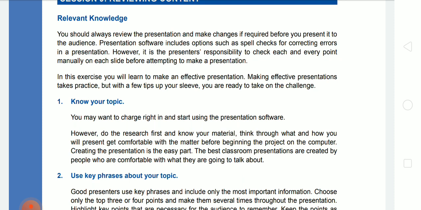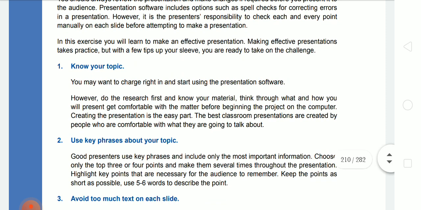Presentation software includes options such as spell checks for correcting errors in a presentation. However, it is the presenter's responsibility to check each and every point manually on each slide before attempting to make a presentation. So in this exercise, you learn to make an effective presentation. Making effective presentations takes practice, but with a few steps up your sleeve, you are ready to take on the challenge.